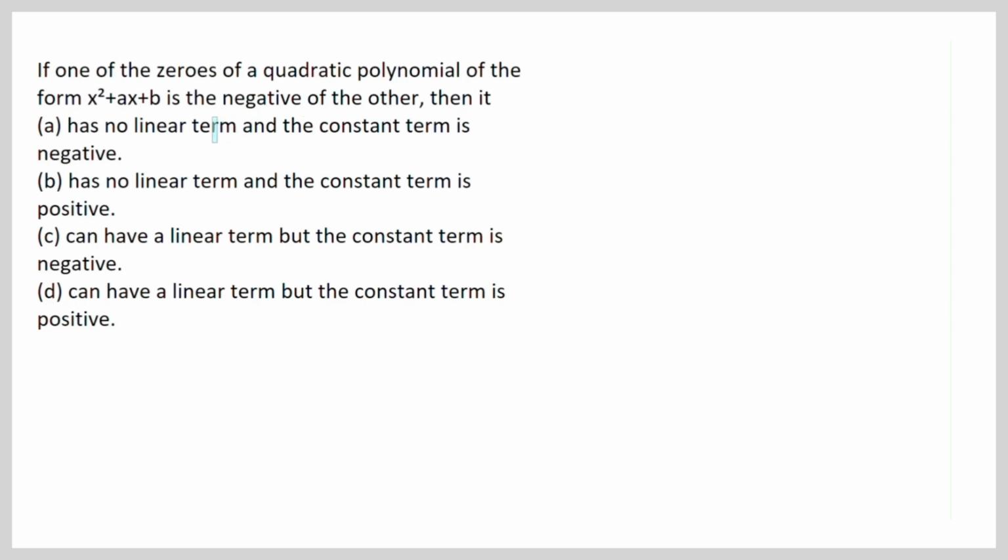In this question from the chapter polynomial, it says if one of the zeros of the quadratic polynomial of the form x square plus ax plus b is negative of the other, then, and we have these options, that is no linear term, constant term is negative, or no linear term, constant term is positive, have linear term and constant term is negative, and can have linear term but constant term is positive.